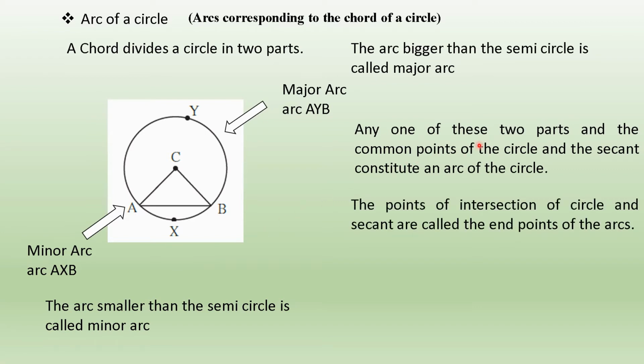Any one of these two parts and the common point of the circle and the secant constitute an arc of the circle. So these are arcs of the circle. The points of intersection of the circle and the secant are called the end points of the arc. In major arc AYB, A and B are the end points. Similarly, in the minor arc AXB, A and B are the end points of the minor arc.